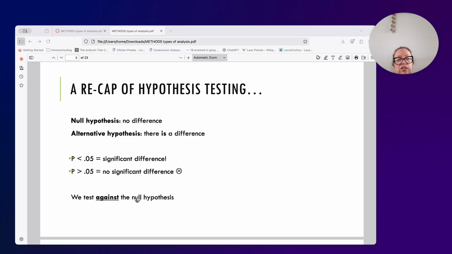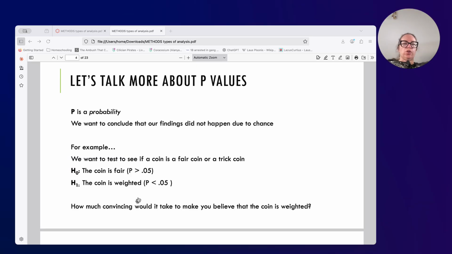That's not very likely. In fact, if we flipped a coin 10 times and got 10 heads every time, we almost might become suspicious that the coin is maybe weighted or not working like a normal coin. So here's a sort of overview of this. P is a probability, and we want to conclude that our findings are not happening, or we're not detecting a difference in scores or groups or whatever we're measuring, just due to chance.